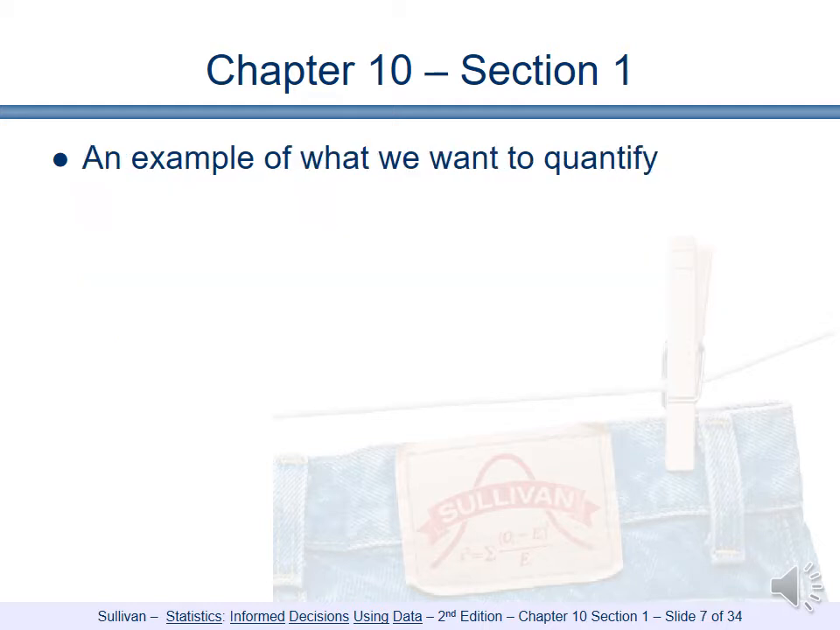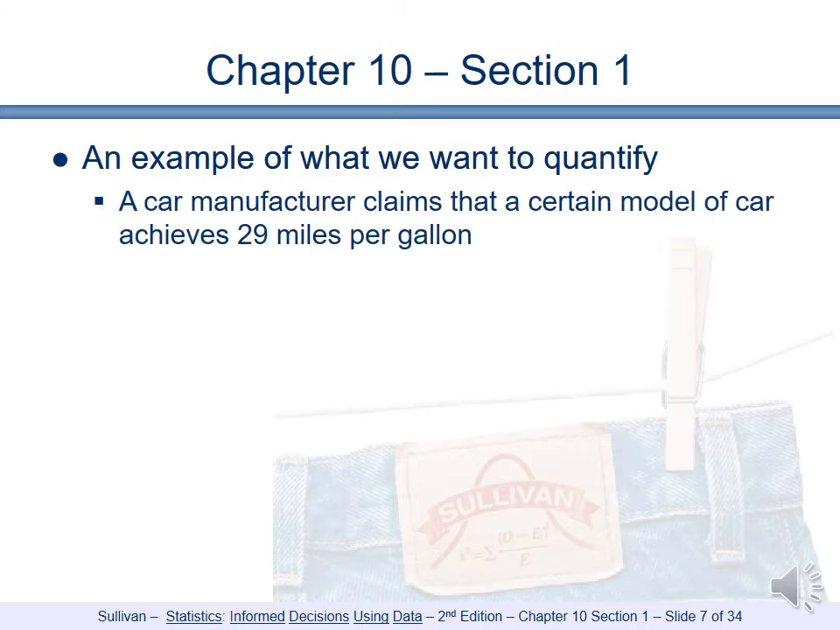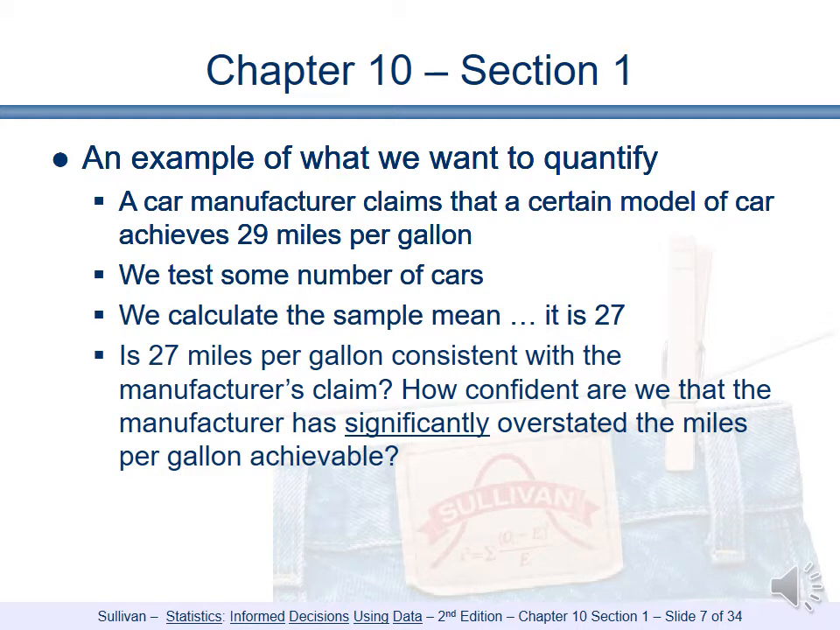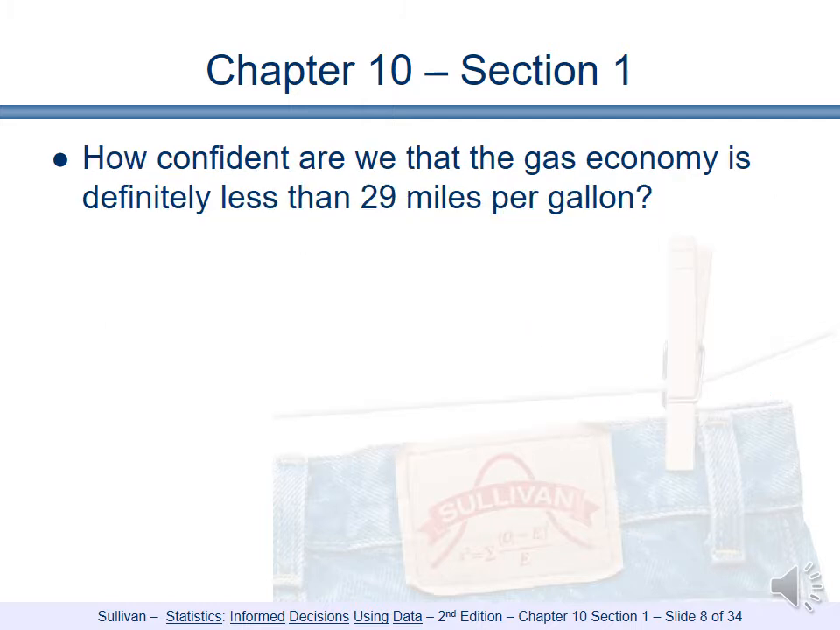Here's an example of what we want to quantify. A car manufacturer claims that a certain model of car achieves 29 miles per gallon. We test some number of cars and calculate the sample mean. It turned out to be 27. Is 27 miles per gallon consistent with the manufacturer's claim? How confident are we that the manufacturer has significantly overstated the miles per gallon achievable? Remember I told you my story. How confident are we that the gas economy is definitely less than 29 miles per gallon?